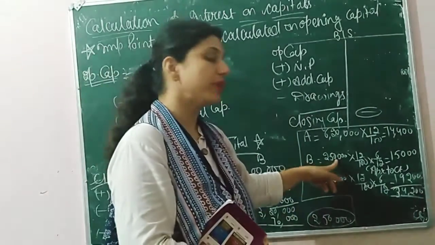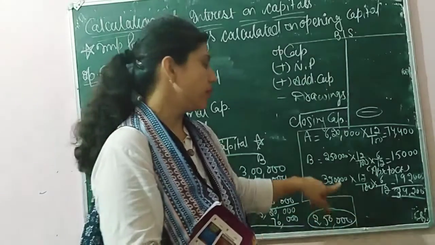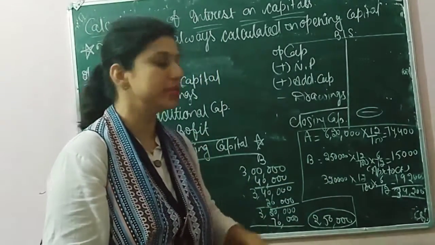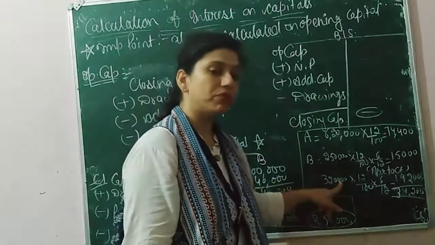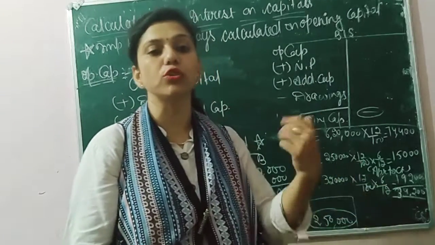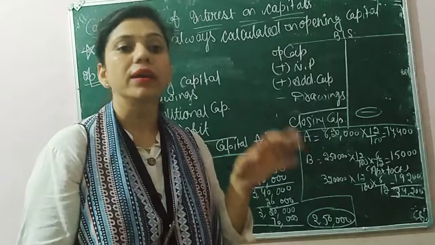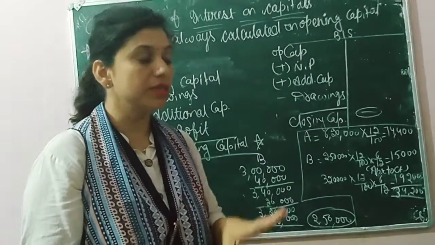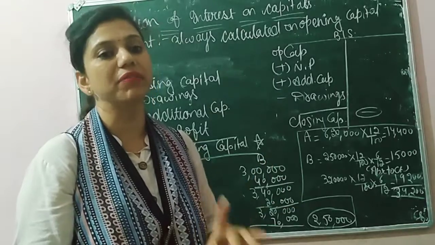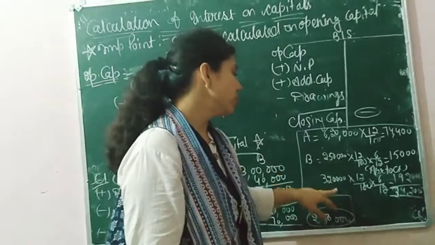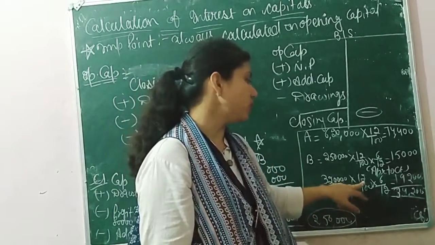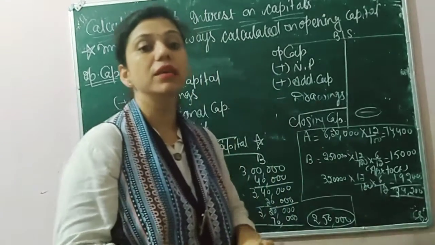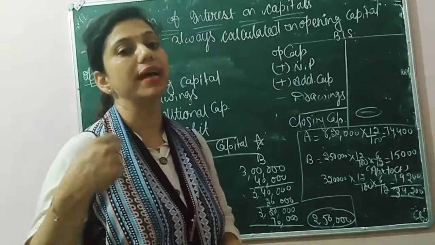And on 1st October he added capital of 70,000. So 2,50,000 plus 70,000, now his capital will become 3,20,000. If capital is introduced, then it should be added. If capital is withdrawn, then it should be deducted. Just understand, drawing is not capital withdrawn. So 3,20,000 multiplied by 12 by 100, and the time is from 1st October till the end of the year.